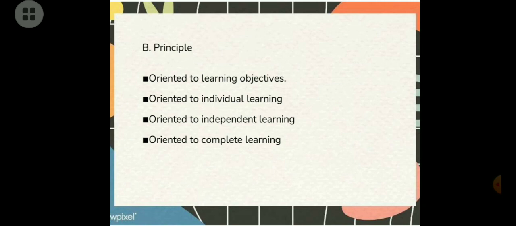Principles. The first, orient to learning objectives. The second, oriented to individual learning, oriented to independent learning, and oriented to complete learning.